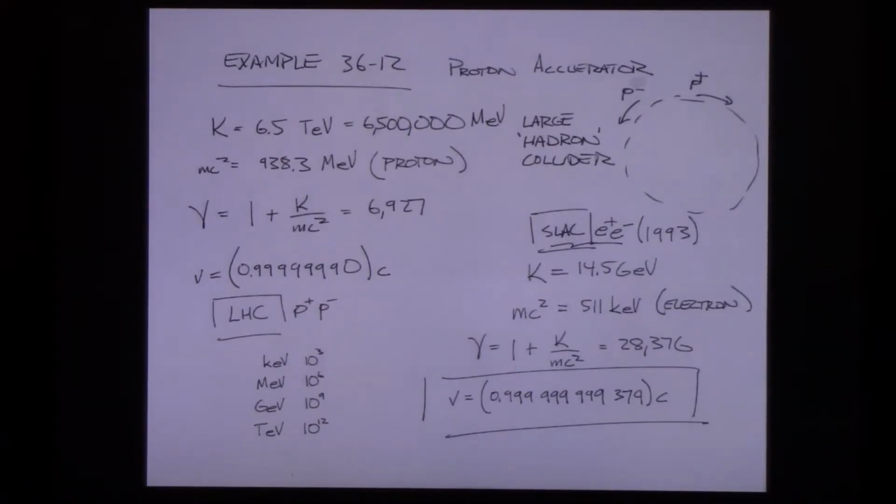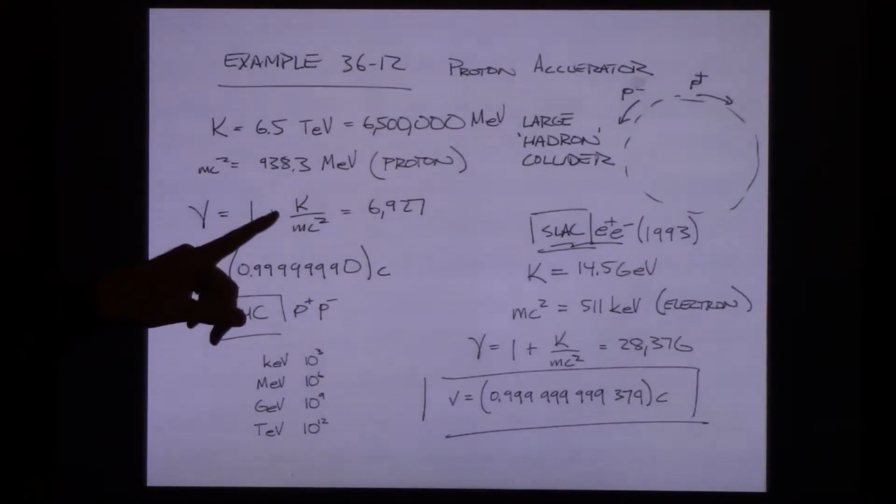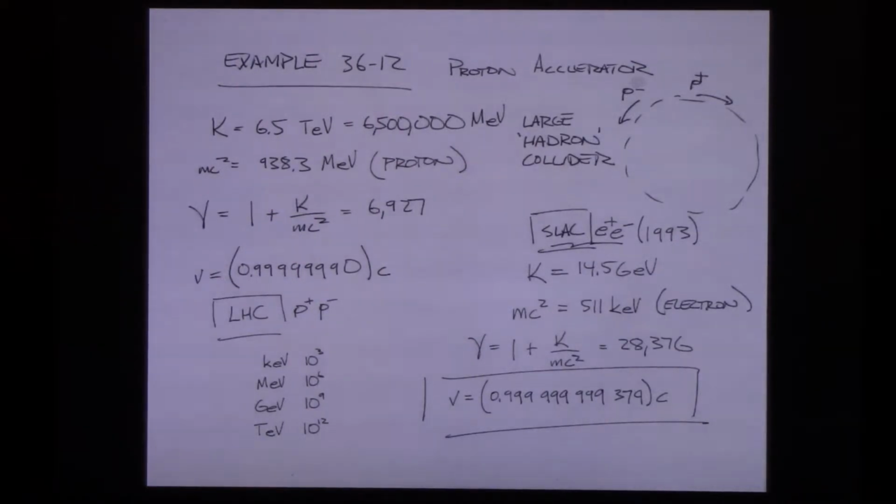The numbers I wrote down are not for the Fermilab accelerator. Instead, I did the Large Hadron Collider in Europe, on the border of France and Switzerland at CERN. I'm guessing it's more likely you've heard of the LHC. It's called the Large Hadron Collider. It's the most powerful accelerator on the planet right now.